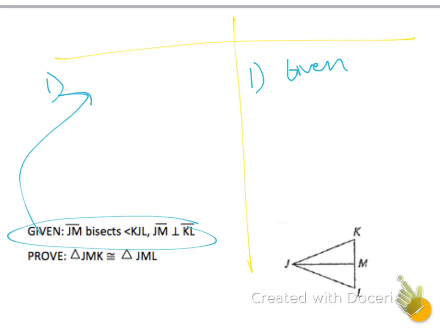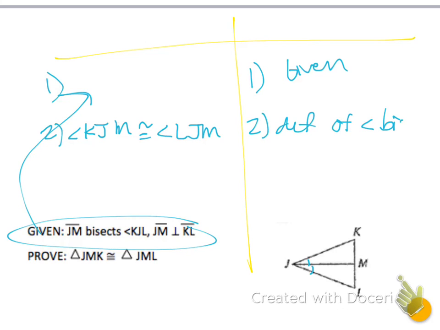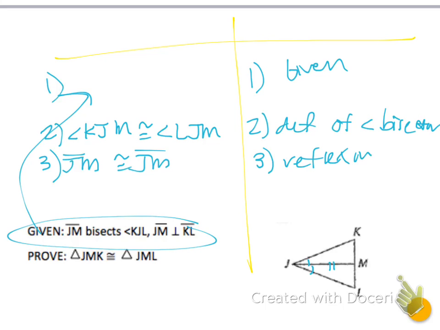Okay, so we have an angle being bisected, so I can say that these two angles are congruent. So angle KJM is congruent to angle LJM by definition of angle bisector. Okay, and then we have them sharing the same line, so we can say JM is congruent to JM by the reflexive property of congruence.